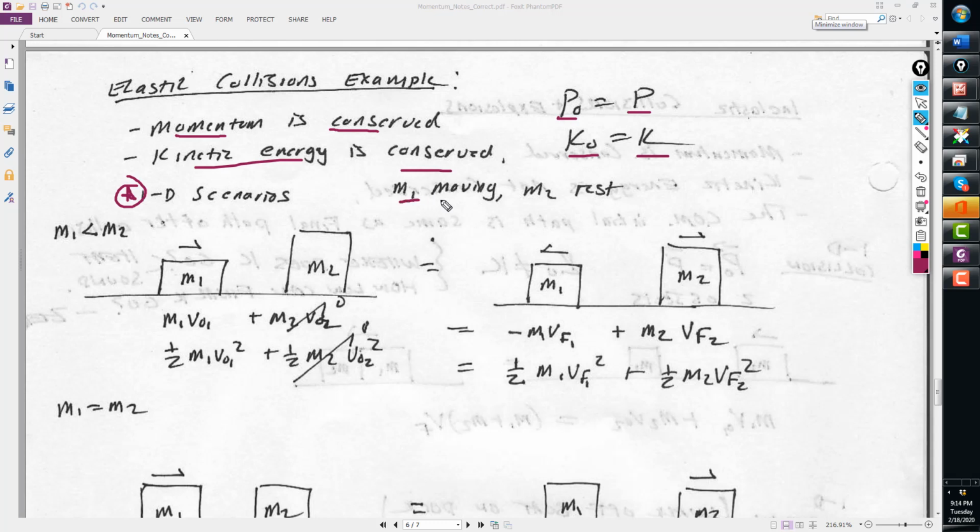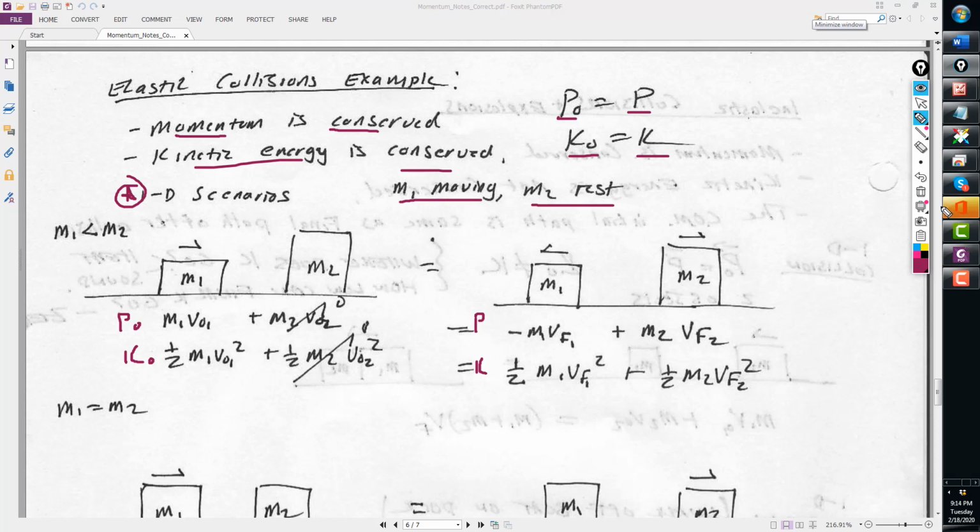This is going to start out with mass 1 moving, mass 2 at rest. So you have mass 1, mass 2. Notice underneath here, I'm going to put both equations. I'm going to put the momentum equation here, and I'm going to put the kinetic energy equation here. So this is momentum initial, kinetic energy initial, momentum final, kinetic energy final here.